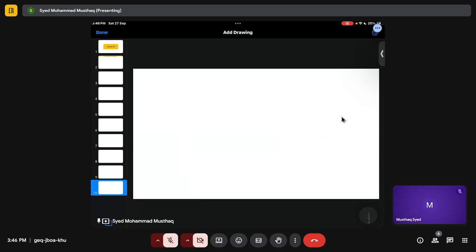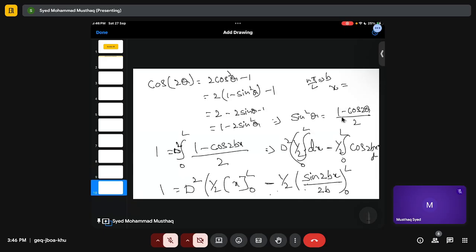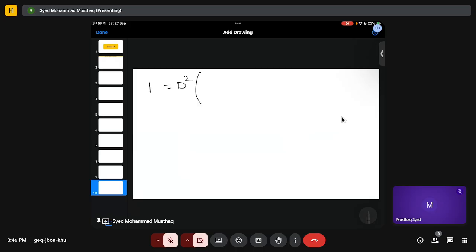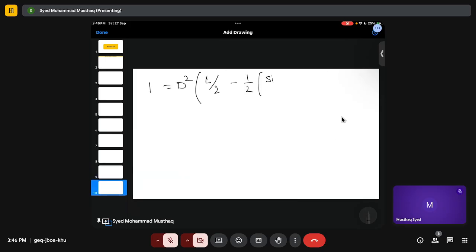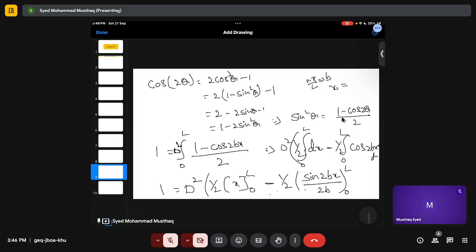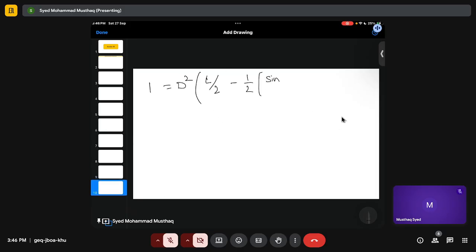So d square times L by 2, because it will become 0 for one part, minus half. First, let's put sine L. What is now 2b? Let's write what is my 2b. 2b is nothing but 2n pi upon L.